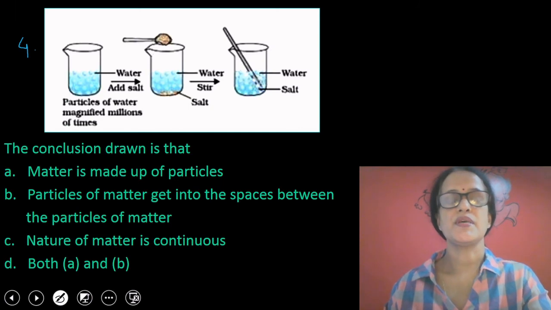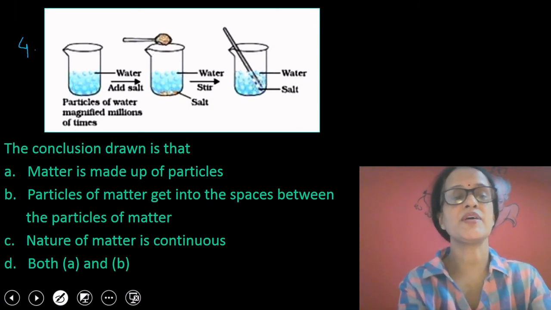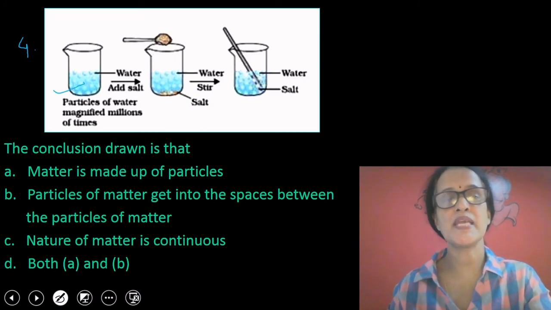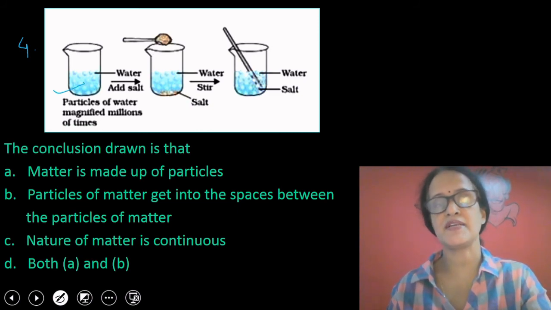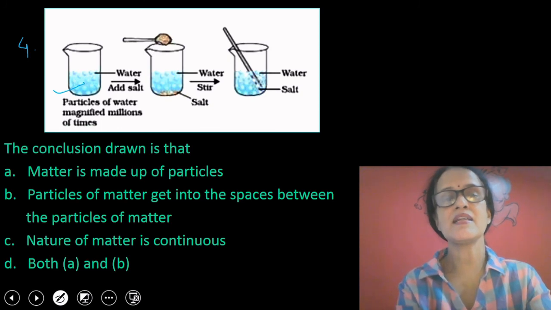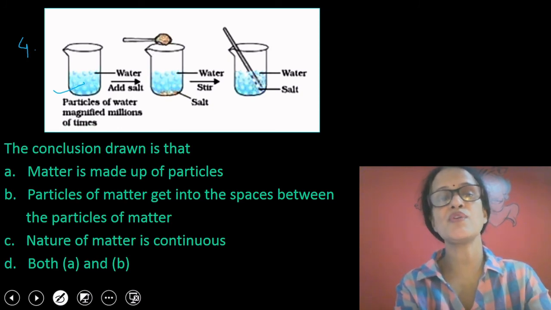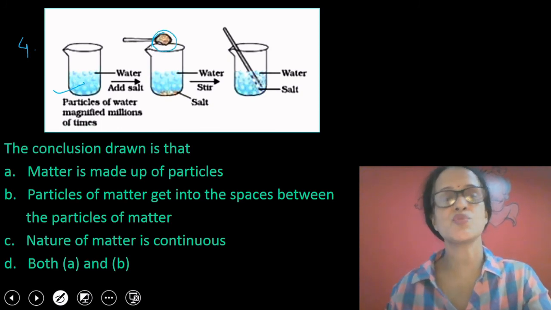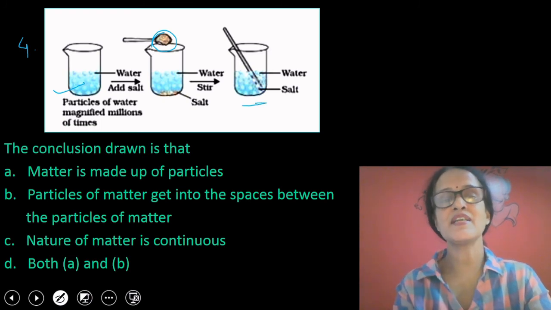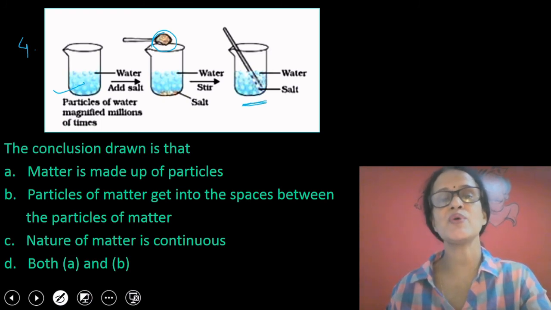Next question. In this question you can see that in the first diagram they are showing you a beaker in which water is taken. And in the second diagram you can see that a tablespoon of salt is added to this water. And in the third diagram you can see that after stirring you are getting a clear solution. So what is the conclusion they are asking?